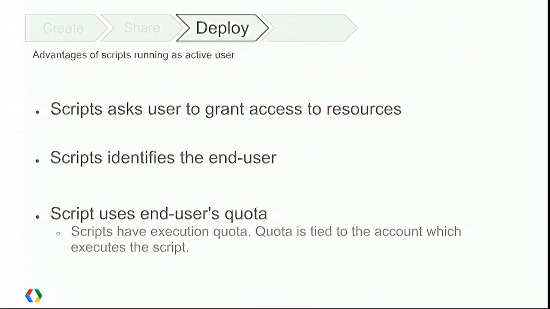And the second reason why this is useful is because now you can get the identity of the active user, the user on the keyboard. With the earlier type of web apps, you could not get the identity of the active user. And the third and really interesting thing here is that the script, when it runs as the new type of web app, it uses the end user's quota.